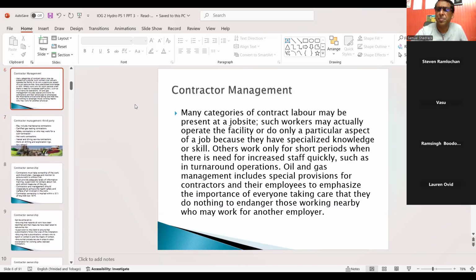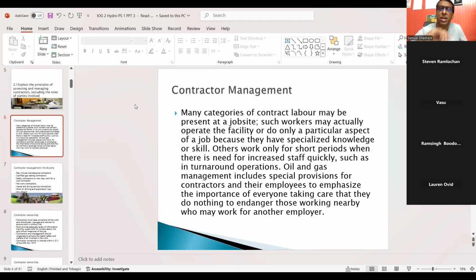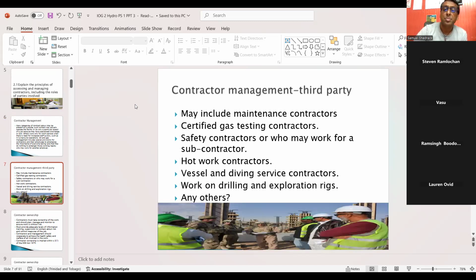I guess we could read a couple and then explain, right? For those of us who are new, right? So there are many categories of contract laborers that may be present at a job site. Such workers may operate the facility or do only a particular aspect of a job because they have specialized knowledge or skills. Others work only for short periods when there is a need for increased staff quickly, such as in turnaround operations. Oil and gas management includes special provisions for contractors and their employees to emphasize the importance of everyone taking care that they do nothing to endanger those working nearby who may work for another employer.